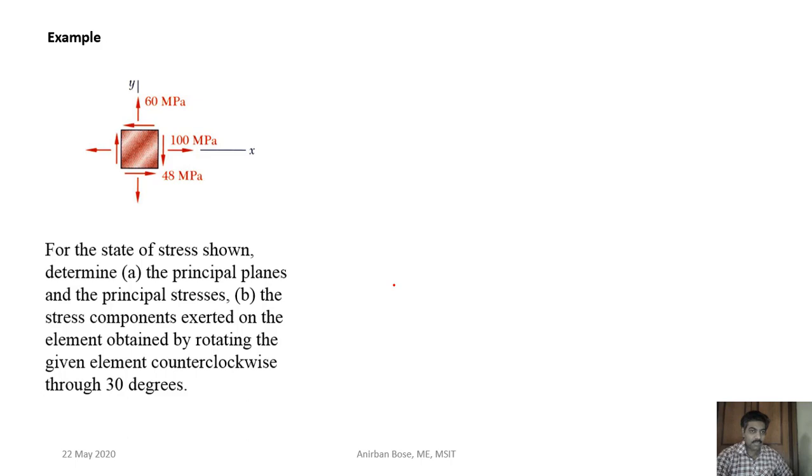So here is another example where you have to find out similar things. Here you see what sigma x is. Sigma x is 100. First identify, looking at the figure, which one is positive or negative. What is sigma y? Sigma y is also positive, that is 60. I am not writing the unit. And what about tau xy? According to our sign convention, if it is anti-clockwise then positive, so it is negative. So minus 48.